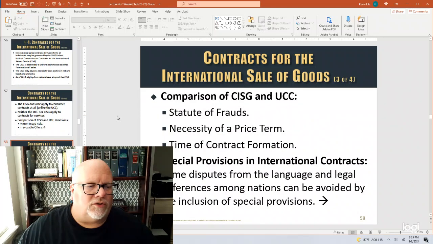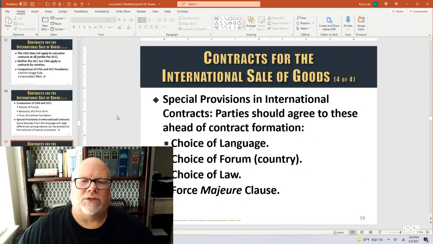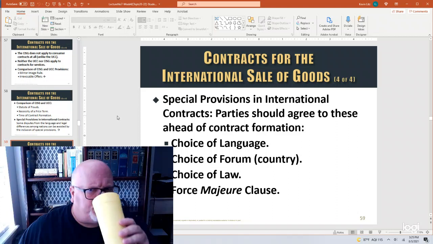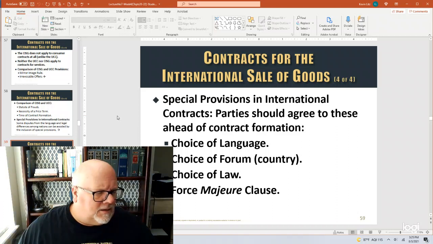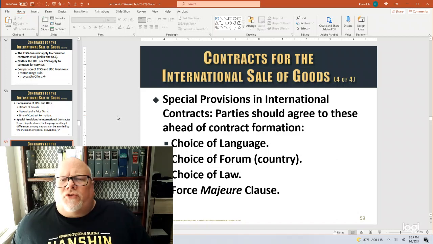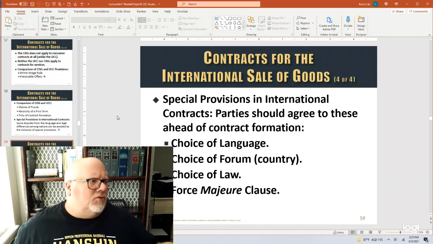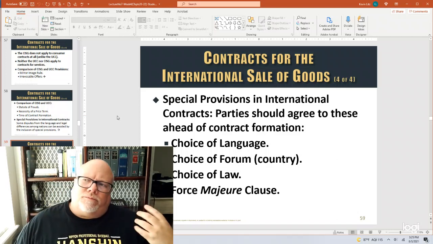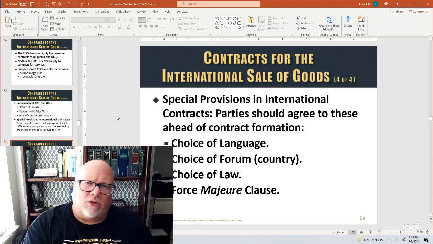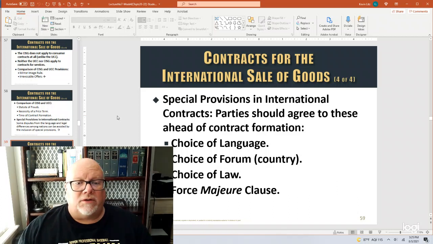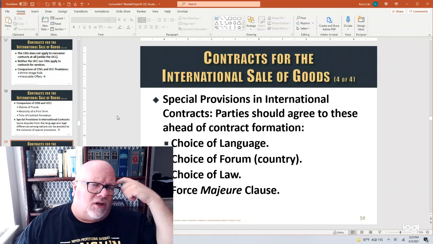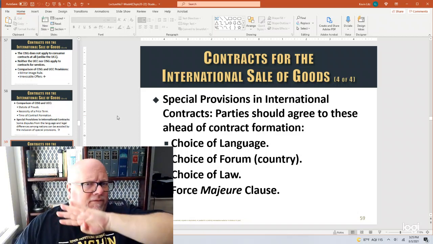I'll let you look through the CISG, but I want to focus on, that aside, make sure that in your international contracts, in addition to price, delivery, payment terms, those major things, your guarantee, your warranty. In addition, on your international contracts, make sure you always have 4 things in there.